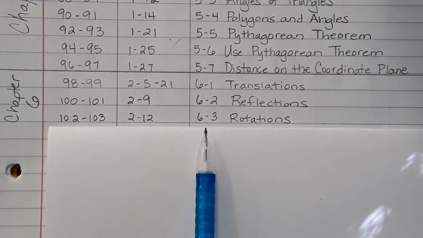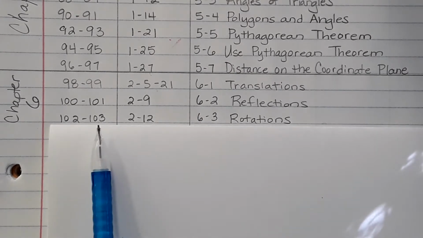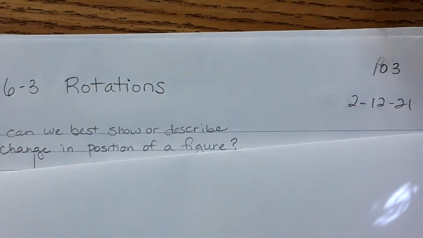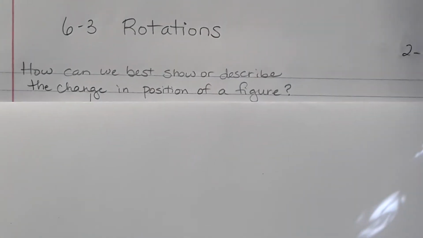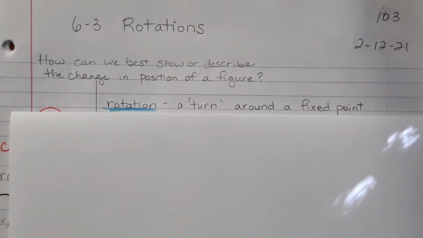This is Chapter 6, Lesson 3, Rotations. Let's go to the next page on the right, page 103. How can we best show or describe the change in position of a figure? Well, a rotation, first of all, is a turn around a fixed point.